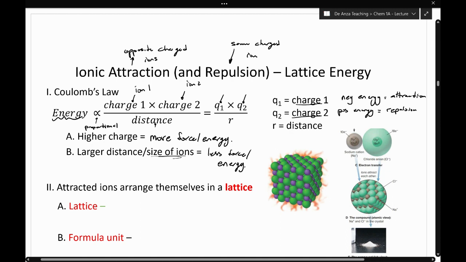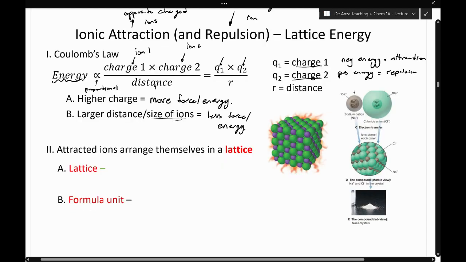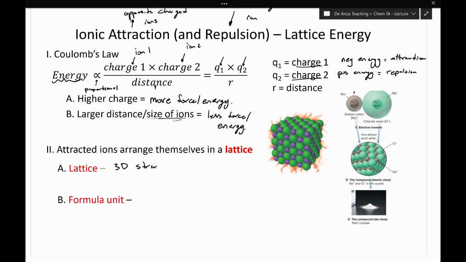And when you have these two charged particles that are attracted to each other through Coulomb's law, they form something called a lattice. And what a lattice is, it's a 3D structure composed of many ions in an alternating pattern.